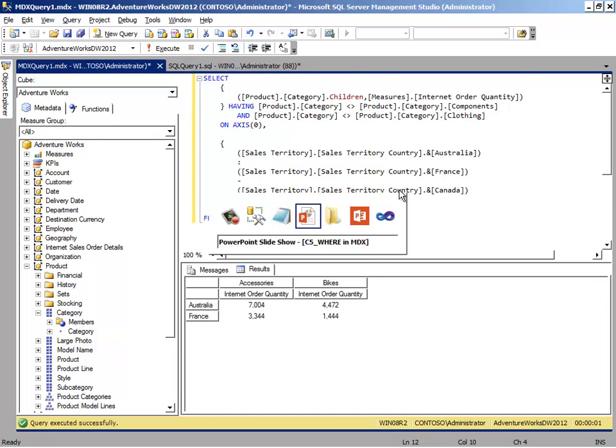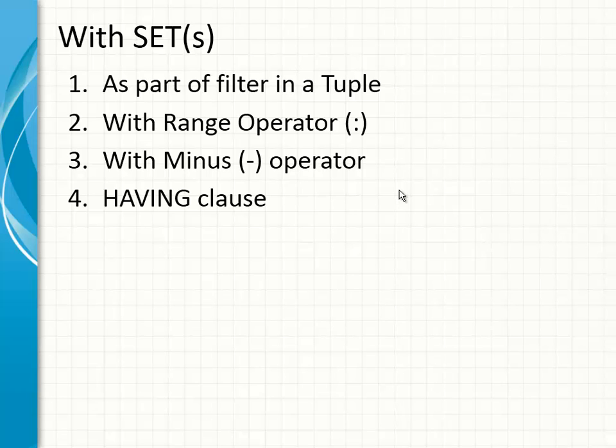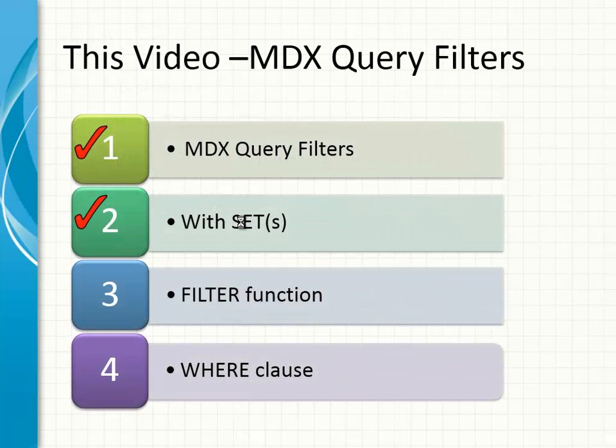Let's switch back to our presentation. So we saw within the sets how we can use filter by specifying the data member within the tuple. We saw the range operator, we saw the minus operator as excluding something from the set, and then we saw the various ways we can use the HAVING clause. Next we'll take a look at the Filter function and how it is used in MDX queries.